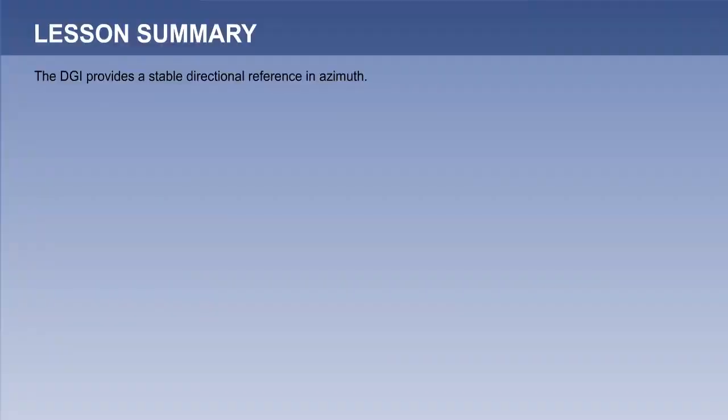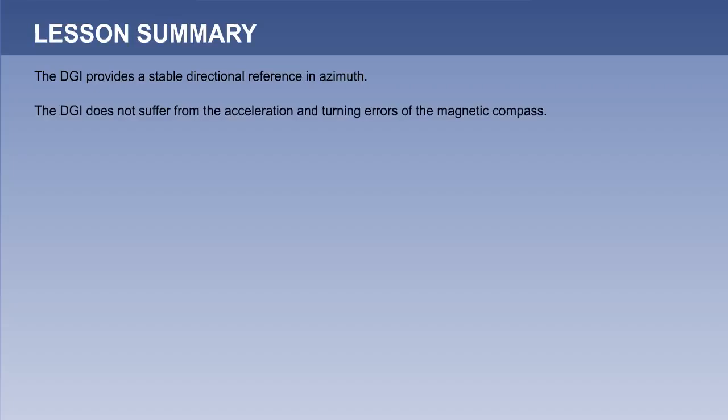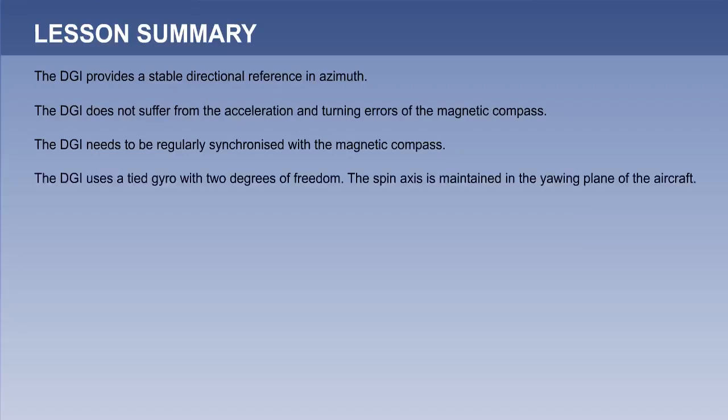The DGI provides a stable directional reference in azimuth. The DGI does not suffer from the acceleration and turning errors of the magnetic compass. The DGI needs to be regularly synchronized with the magnetic compass. The DGI uses a tied gyro with 2 degrees of freedom. The spin axis is maintained in the yawing plane of the aircraft. The gyro rotor is mounted on the inner gimbal on bearings in the outer gimbal.